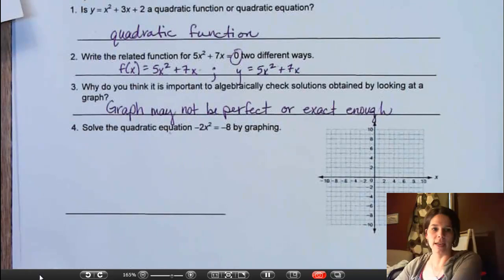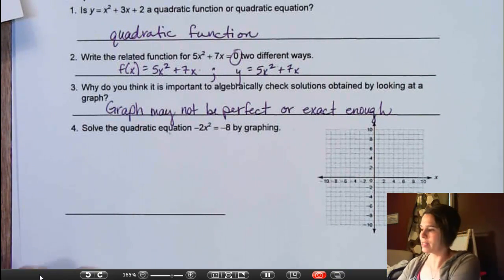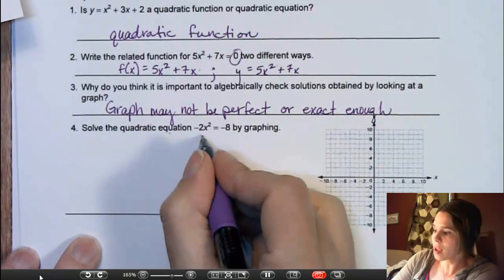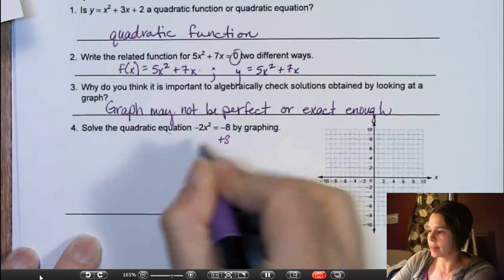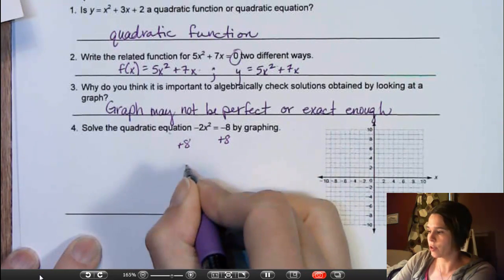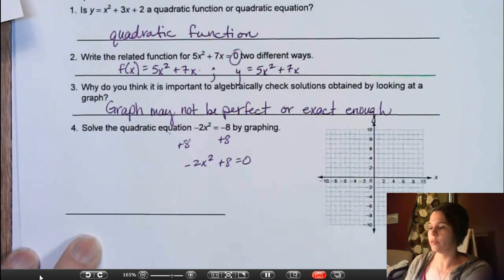So let's work through one example. We need to solve this equation by graphing. First thing to do is to solve it equal to 0 and turn it into a quadratic equation. That makes it easiest to graph. I'm going to leave negative 2x squared where it's at, and I'm going to add 8 to both sides. So now I've got negative 2x squared plus 8 equals 0.